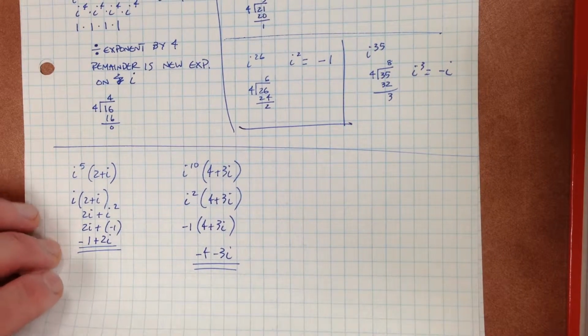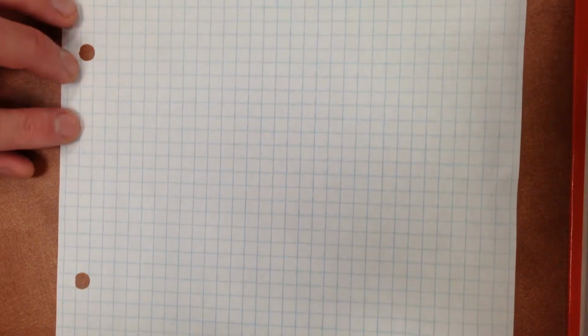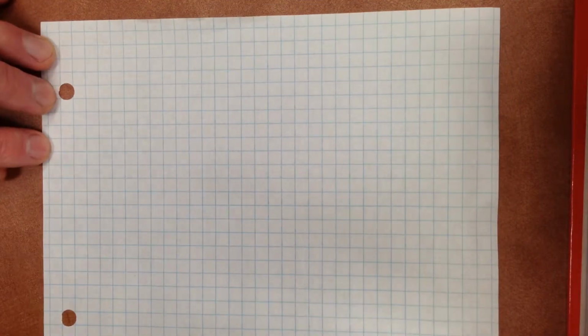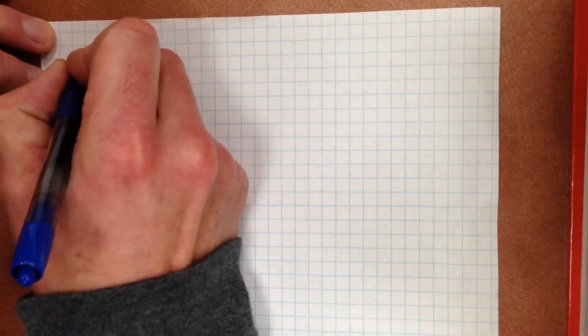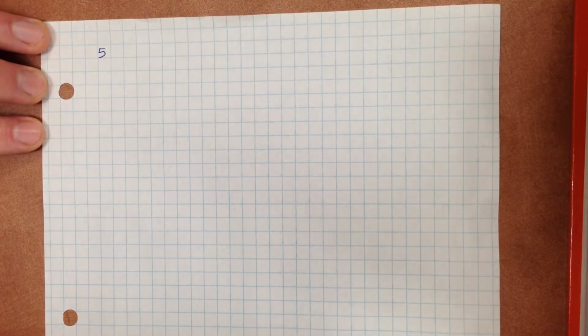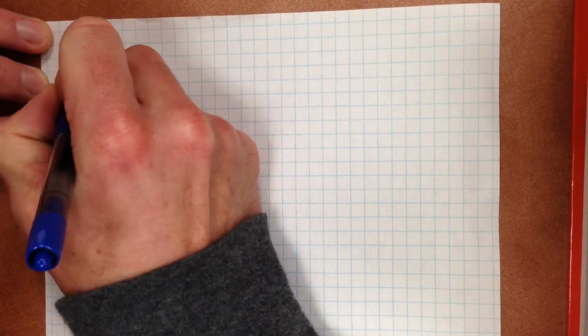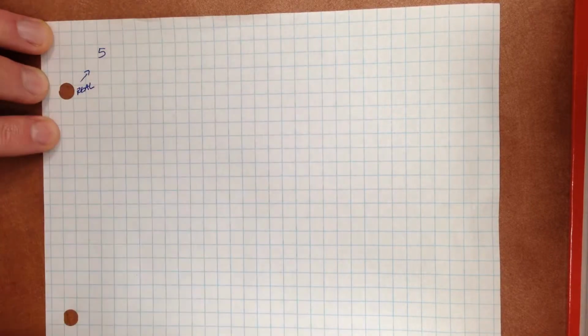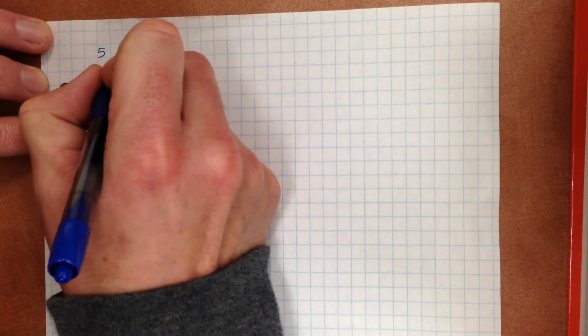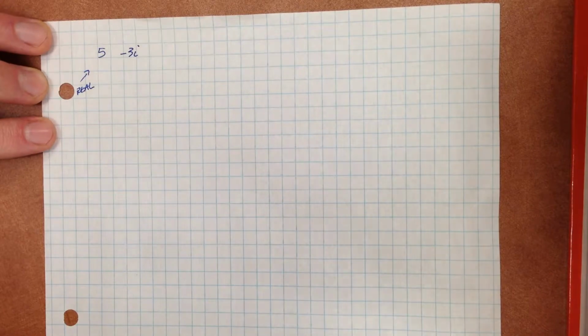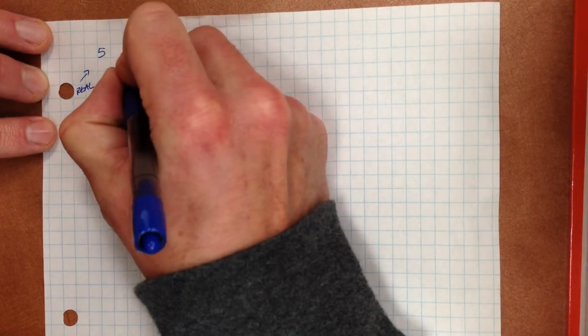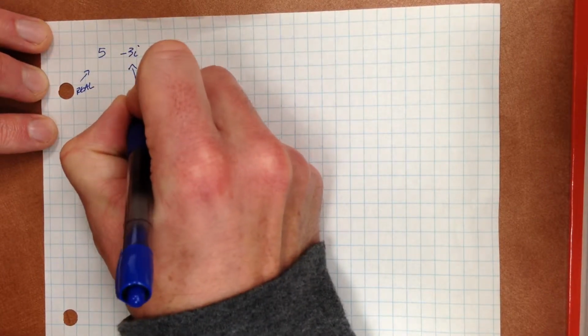Okay, I'm going to keep going with this now. So you have probably seen something like this in your life: it is a number, and that is the number 5. That number is considered a real number. You have now been introduced to something like this, -3i, that is an imaginary number.